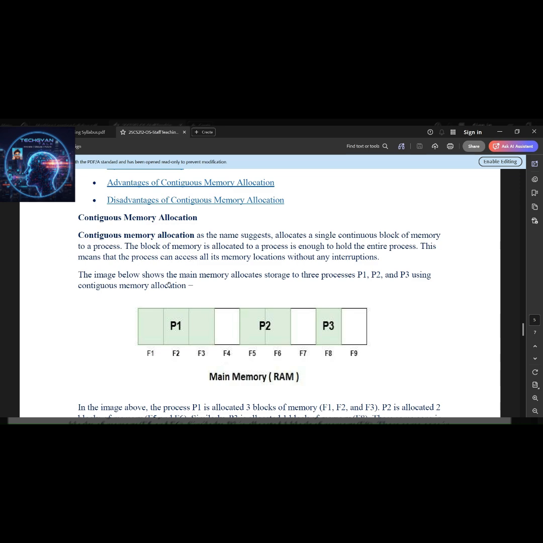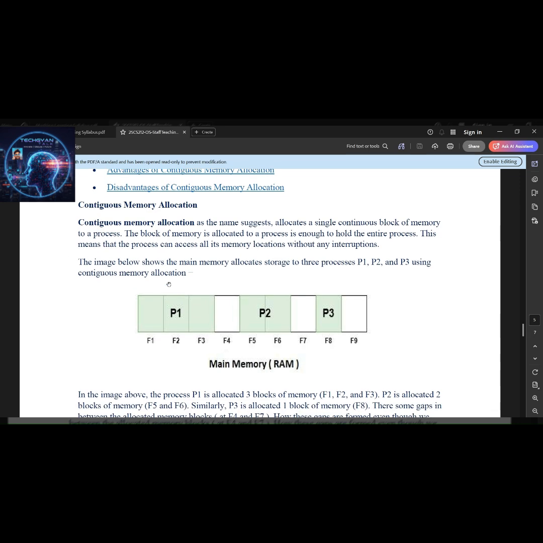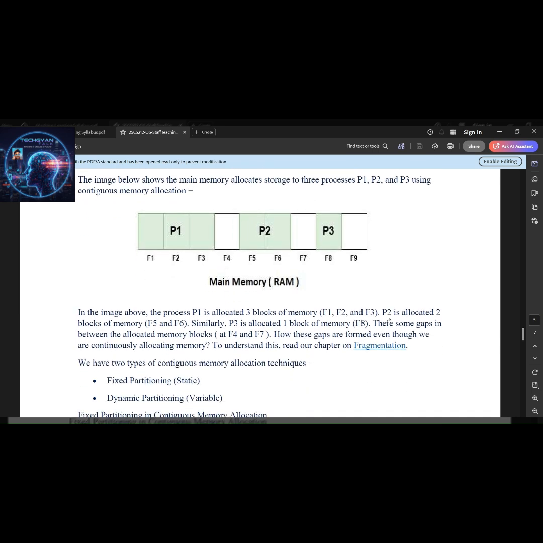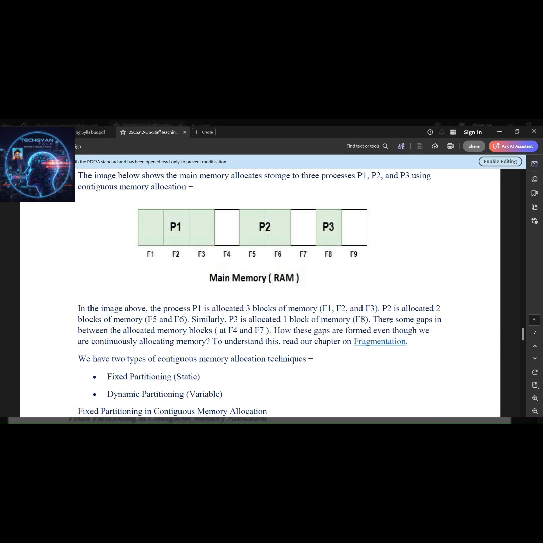The image below shows the main memory allocating storage to three processes, P1, P2, and P3, using contiguous memory allocation. This is the main memory, RAM, and this is how memory is allocated contiguously to P1, P2, and P3. In this image, process P1 is allocated three blocks of memory, F1, F2, and F3. P2 is allocated two blocks of memory, F5 and F6. And similarly, P3 is allocated one block of memory, F8.